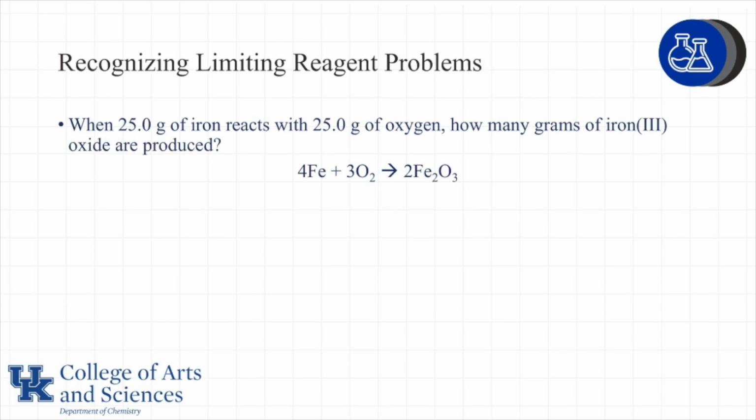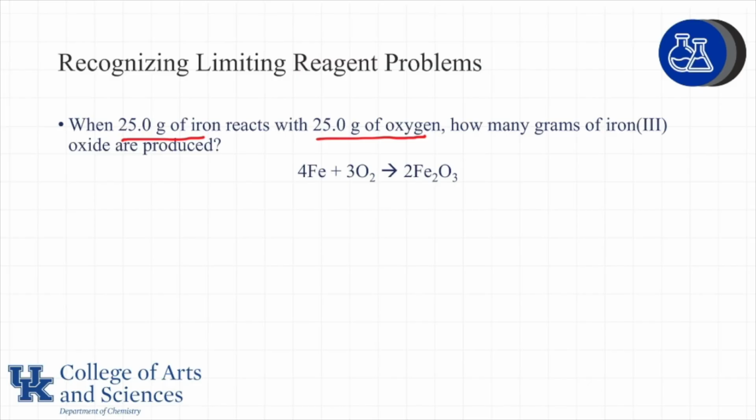In this case, what we're looking for is the amount of two different reactants. Here, we have 25 grams of iron and 25 grams of oxygen. The amounts of two different reactants tell us that we're going to have to figure out which one is limiting the amount of product we can form. And we can't say, oh, there's no limiting reactant because they have the same mass. We have to always look at the amount of product that is formed from each of these substances.